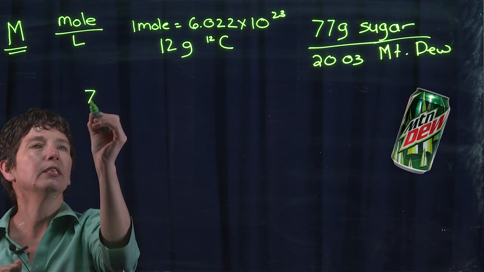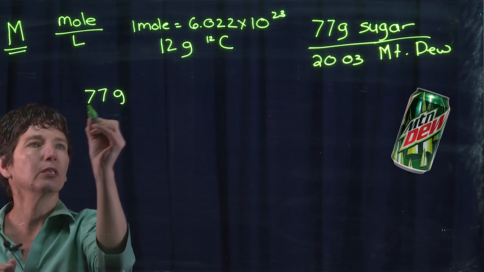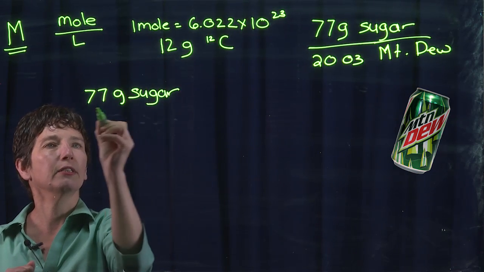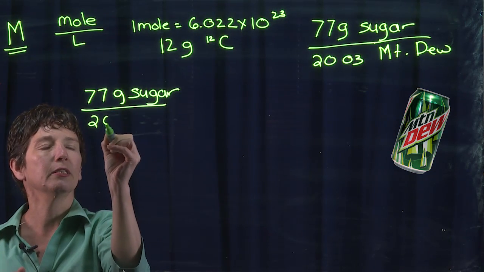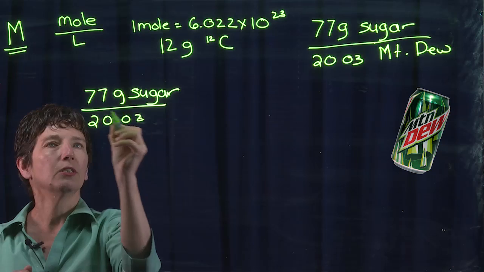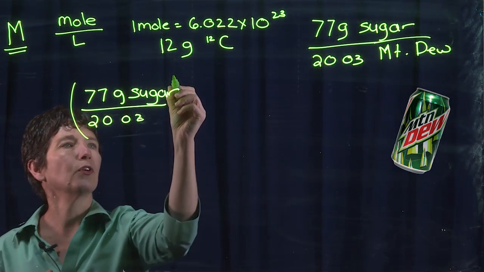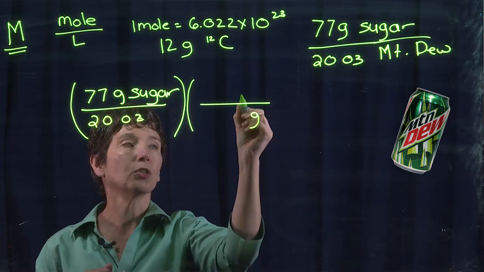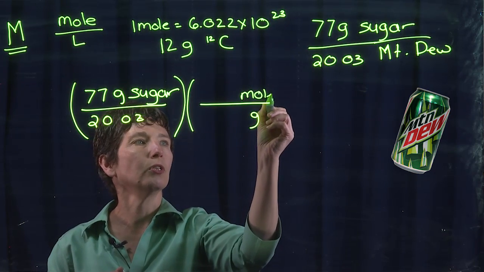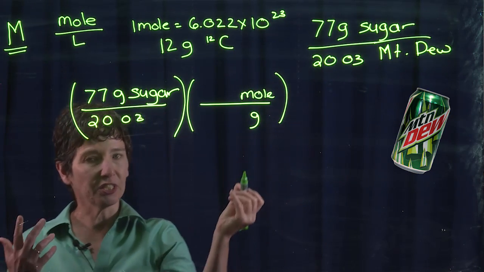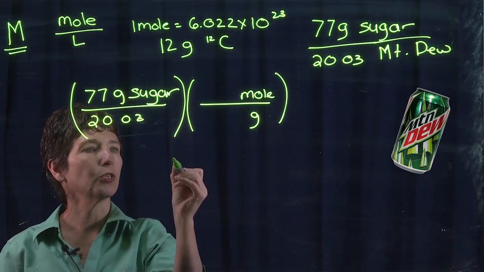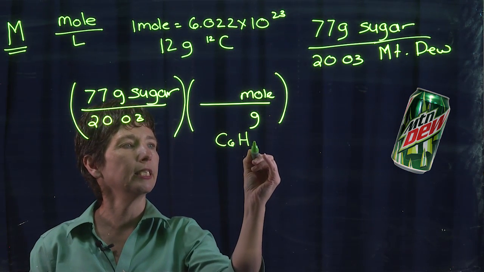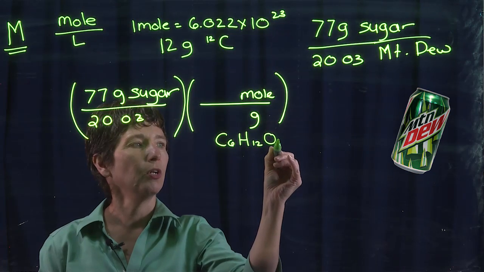So I have 77 grams of sugar in 20 ounces. This is what the website tells me. And so now I'm going to need to convert between grams of sugar and moles of sugar. And I have to actually know the chemical formula for sugar. And the most common sugar is glucose, which is C6H12O6.